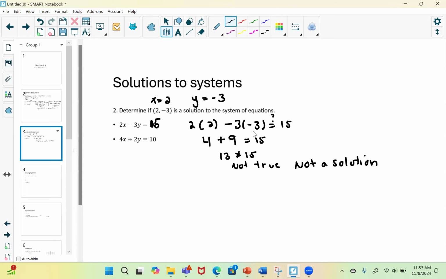If it was true, then we would have to check the second equation. And if it didn't work for the second equation, again, we would say not a solution. So it has to work for both, and if it doesn't work for one of them, then we're done. So this is not a solution. And so that's the first part of solving systems of equations.